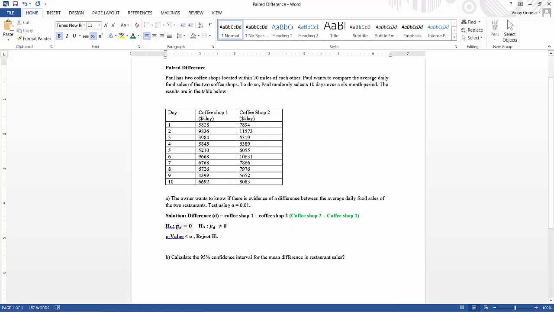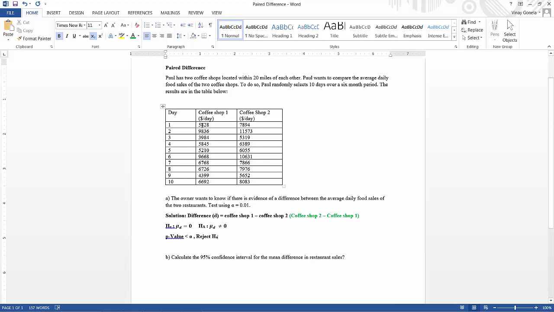So the mean of the difference is equal to 0. That's our null hypothesis. That means there is no difference between coffee shop 1 and coffee shop 2 in sales. Our alternative is mu d not equal to 0. That means there is a difference between coffee shop 1 and coffee shop 2. To solve these problems, especially with Minitab, we usually look at the p-value. If it is less than alpha, our significance level, in this case 0.01, we reject H null.